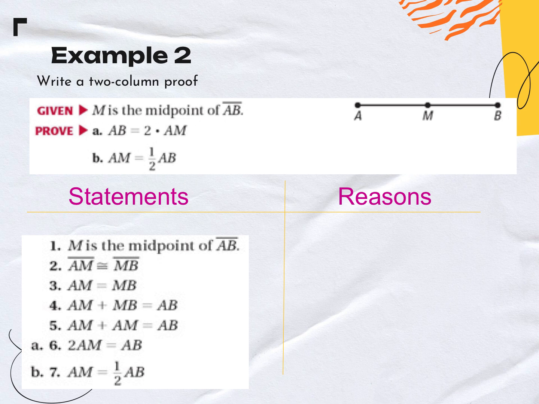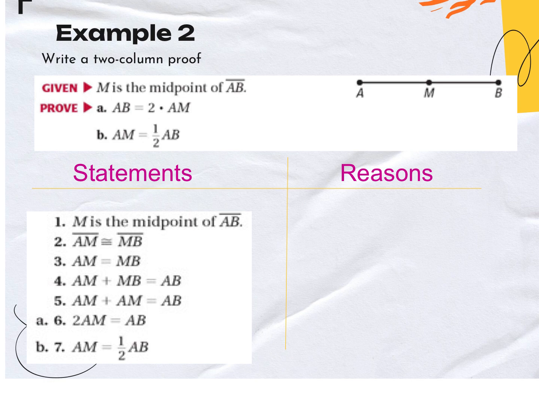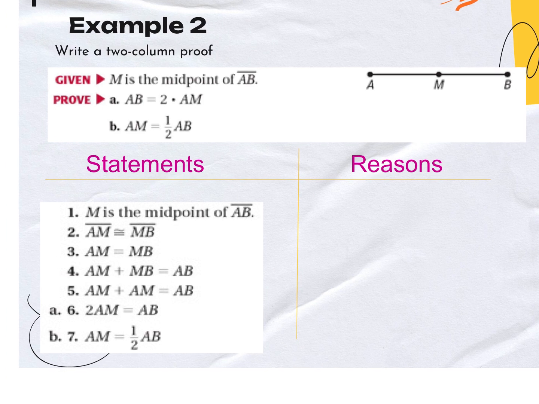So this time, my given information is that M is the midpoint of AB. So again, I'm going to go ahead and put reason number 1 was given. Now, notice on this problem, we have 2 things that they're expecting us to prove. I won't ever on a test or quiz expect you to have 2 things to prove.